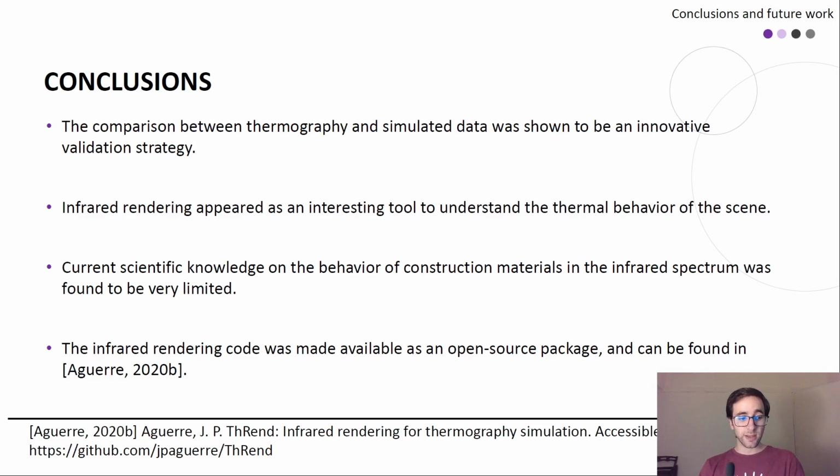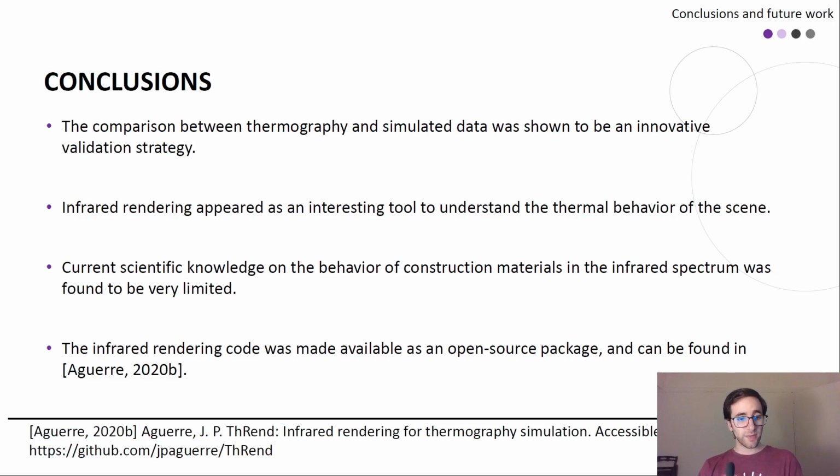We also can say that one of the conclusions is that the current scientific knowledge on the construction materials in the infrared spectrum is very limited, right? So there is a lot to do from the physics perspective to get a better understanding of this kind of behavior of materials, and of course, particularly of construction materials used in the urban environment.